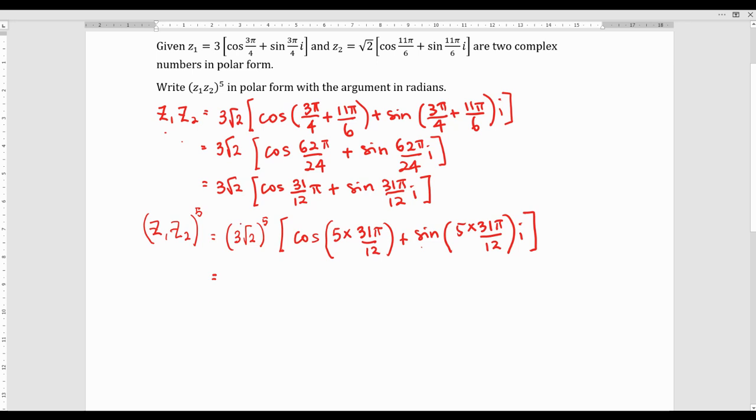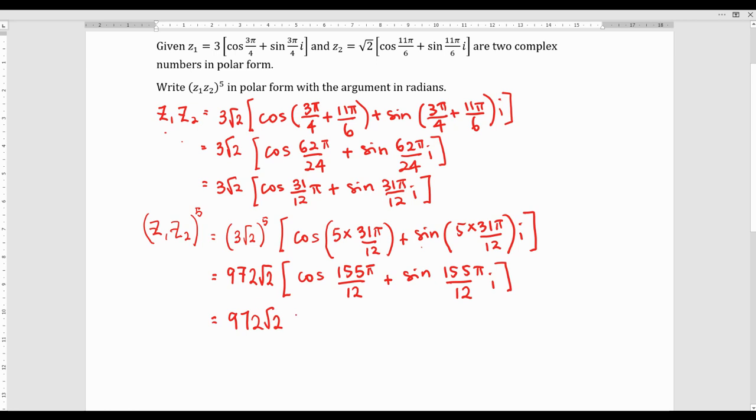And then you can leave it as it is, 3 square root of 2 to the power of 5, or you can calculate it. Calculating this should give you 972 square root of 2, and calculating this, 5 times 31 makes 155 over 12, plus sine 155 pi over 12 i.